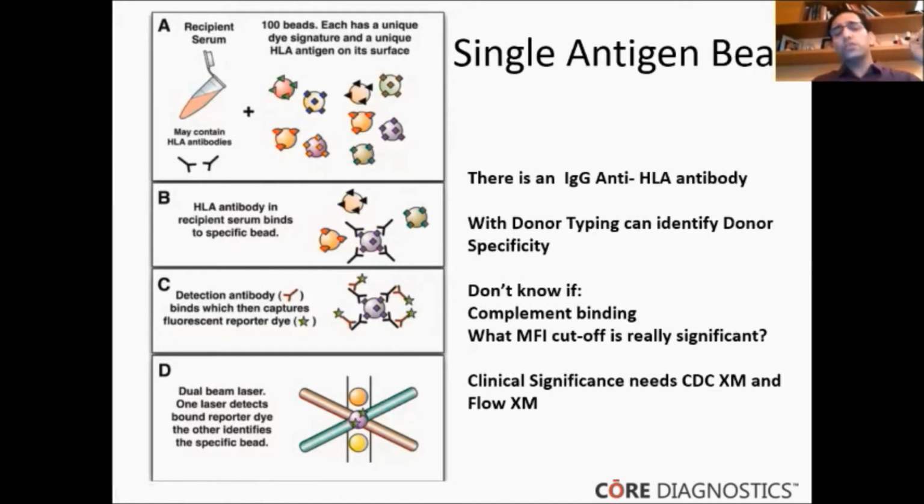What we don't know is whether these antibodies bind complement, and what MFI value or MFI cutoff is really significant. And that's something that each lab will have to determine, and the transplant program will have to make a judgment of what they want to be considered significant and how they want to use it for their judgment. And we'll talk a little bit about it through the cases that we do. And the clinical significance needs the CDC crossmatch and the flow crossmatch put together to kind of make that symphony that we're going to talk about over the next few minutes.